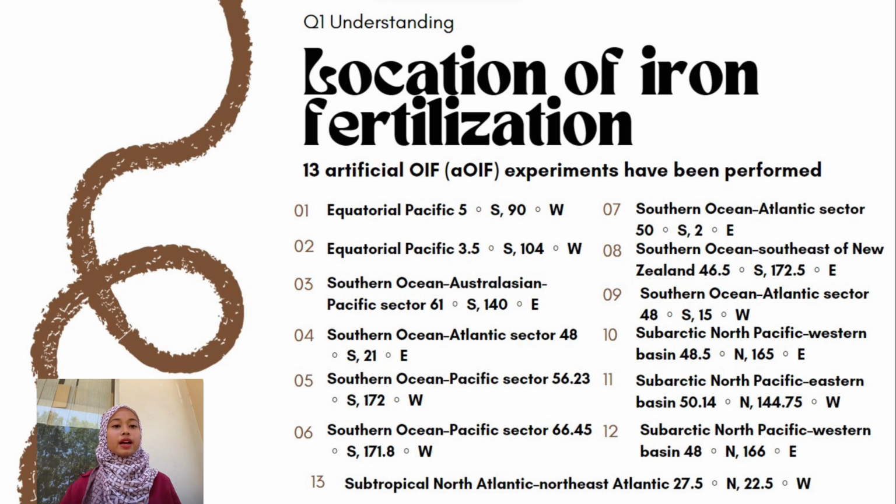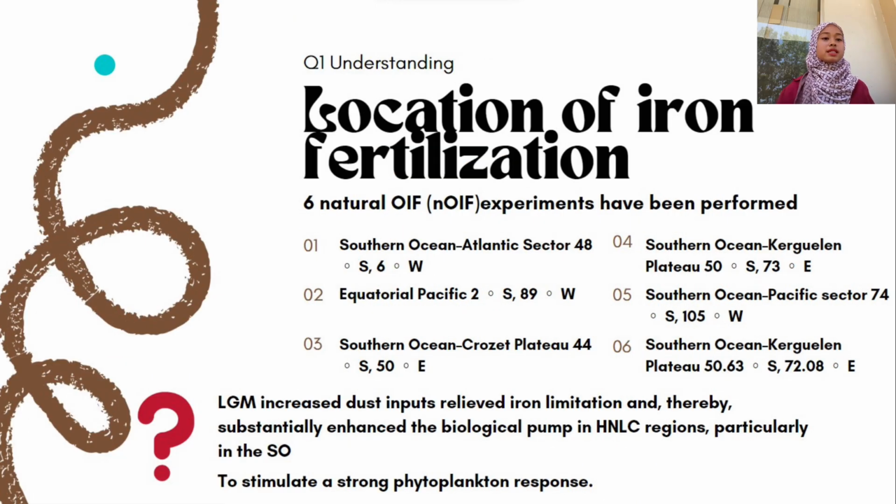Here are the 13 artificial ocean iron fertilization areas that have been run, while these are the 6 natural ocean iron fertilization areas that have been run. Why have these areas been of interest to scientists and industry? Martin hypothesized that during the LGM, increased dust input relieved iron limitation and thereby enhanced the biological pump in HNLC regions, particularly in the Southern Ocean.